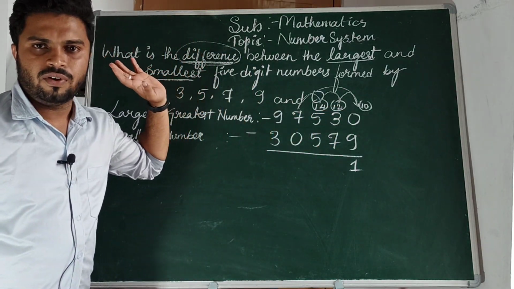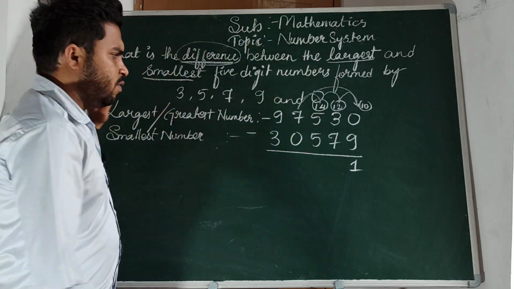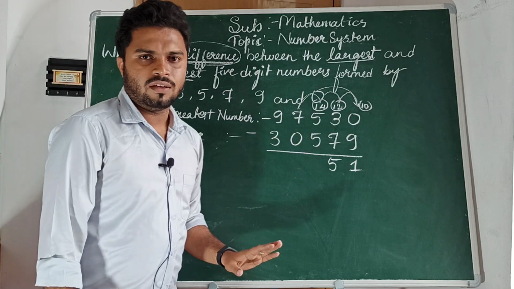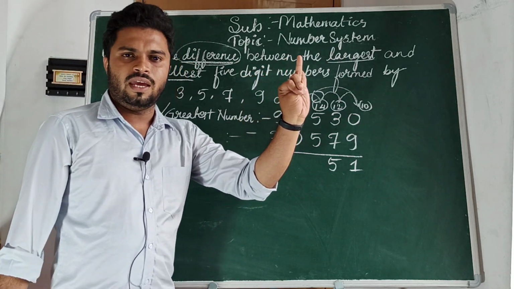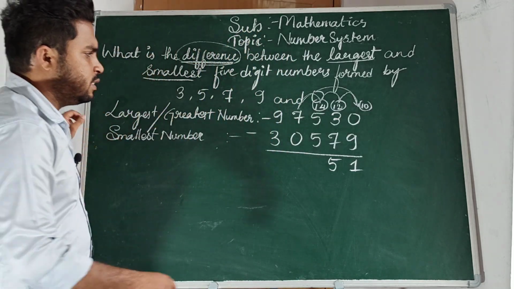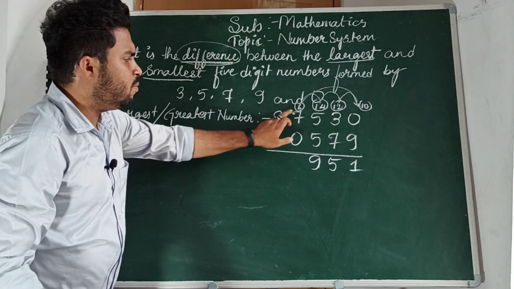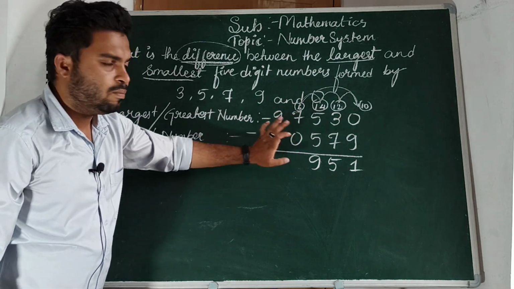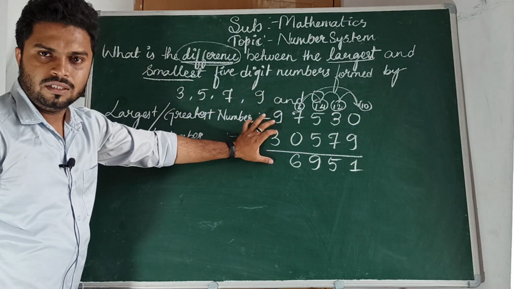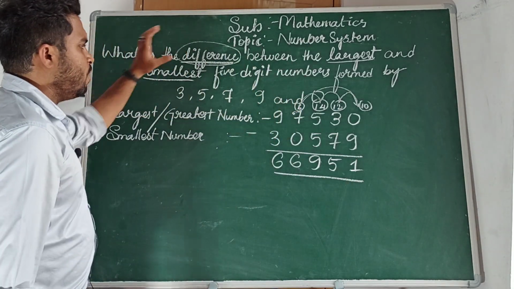12 minus 7. 12 minus 7: 8, 9, 10, 11, 12. That is 5. Next 14 minus 5. You can count 6, 7, 8, 9, 10, 11, 12, 13, 14. It is nothing but 9. Here what does it remain? We have taken one borrow. Here remains 6. 6 minus 0, the same number, that is 6 itself. Next 9 minus 3 is nothing but 6. So this is your what? Difference. You have done the difference.